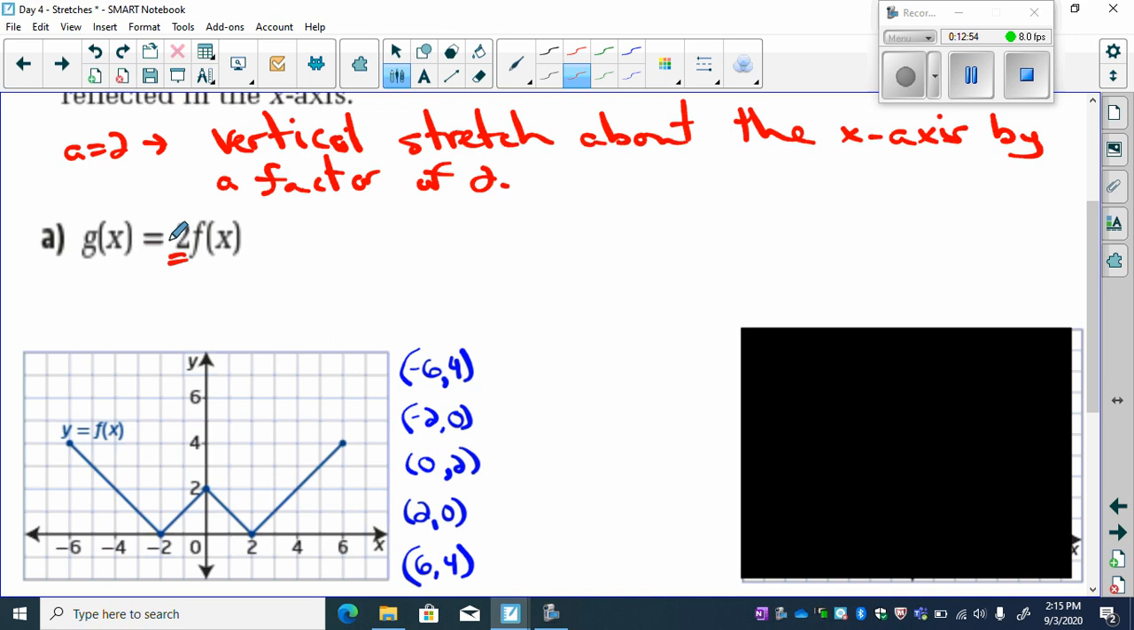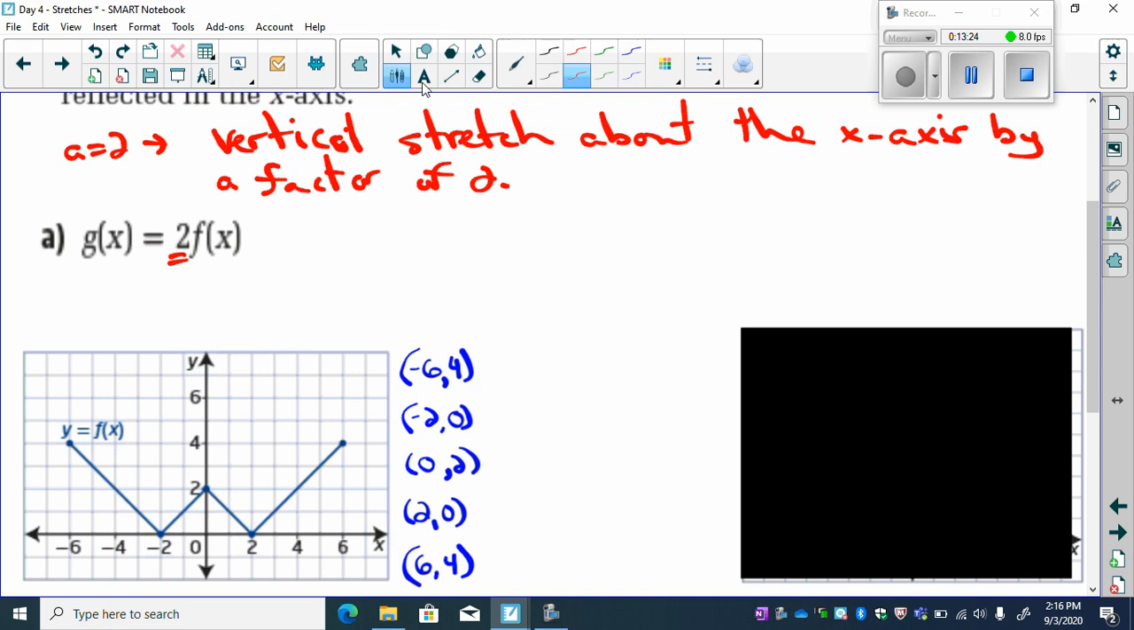Now, if there was a negative here, okay, my a value is a -2, this line wouldn't change. Vertical stretch about the x-axis by a factor of, remember it's absolute a, so absolute -2 would be 2. But I'd also have to say and reflected in the x-axis, or and vertically reflected in the x-axis. I only have to say that line about being reflected in the x-axis if there is a negative attached in front of that 2.